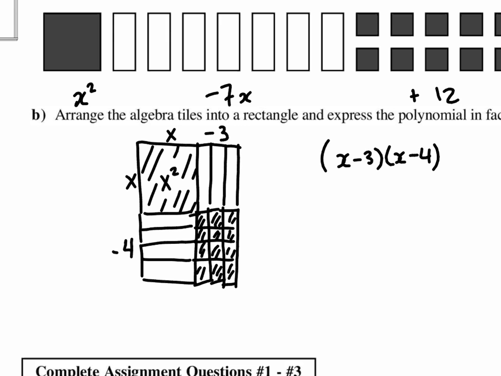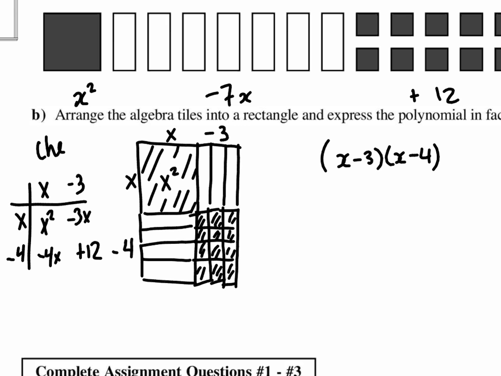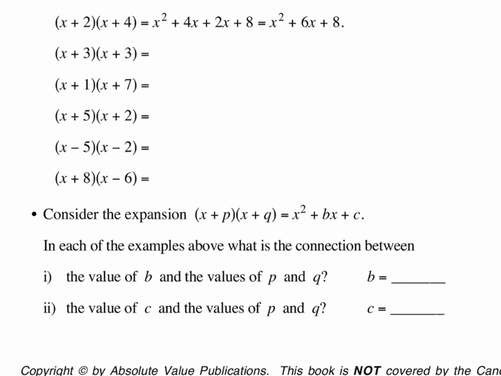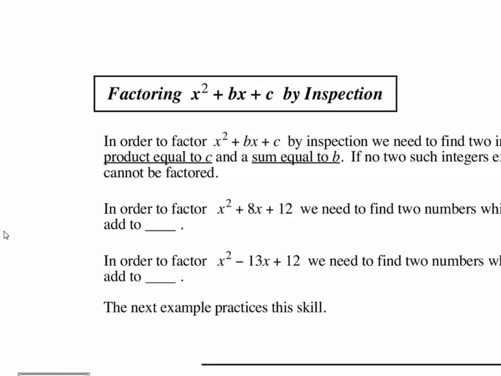How could you check your work? You could actually FOIL it out or use the chart. X minus 3, x minus 4. So I have x squared minus 3x minus 4x plus 12, which simplifies to what we started out with, x squared minus 7x plus 12. So you can FOIL or use the chart to check your work. Expand it, should be where you started. There's our answer. Good. Okay, we're going to skip that and turn to the next.